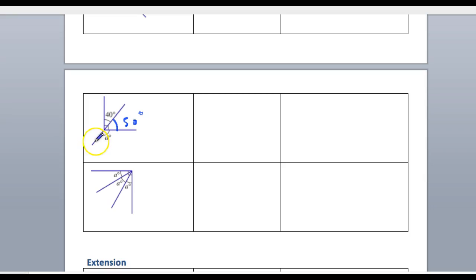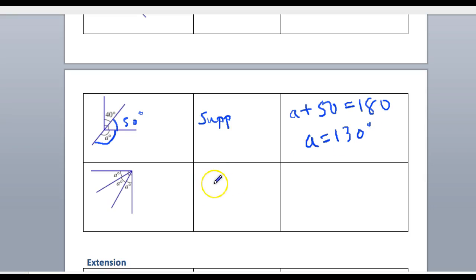Obviously, there we go. We've got a supplementary angle in there, so it's 180. So a little bit of working to go. We're dealing with supplementary angles here because we're looking at this angle here that adds up to 180. We just had to realize that this was a 50-degree angle in here. So A plus 50 is equal to 180. So A is equal to 130 degrees.